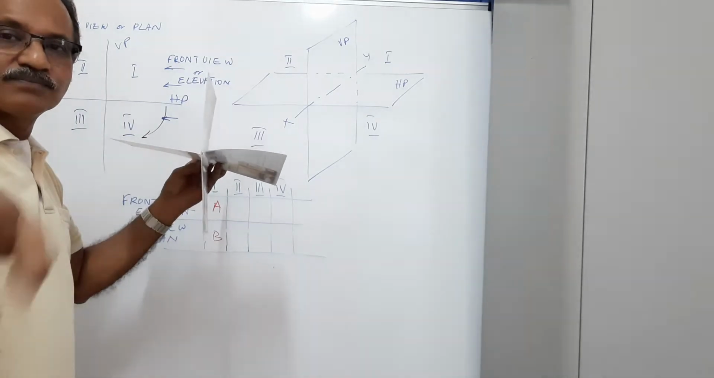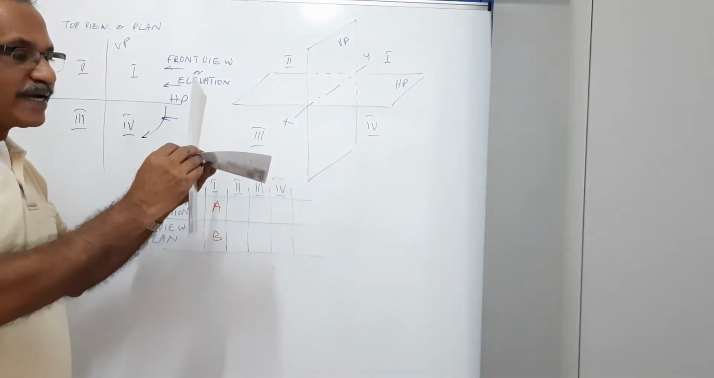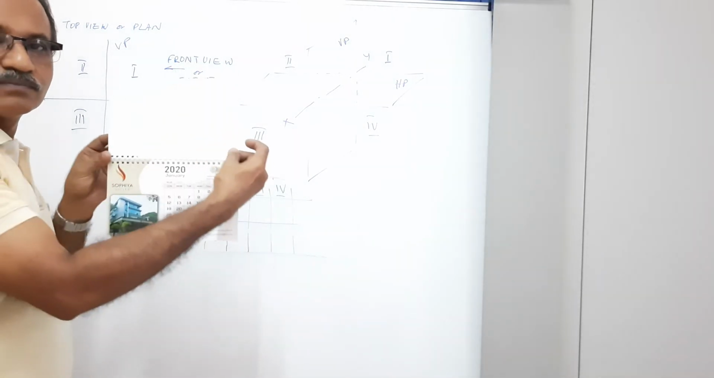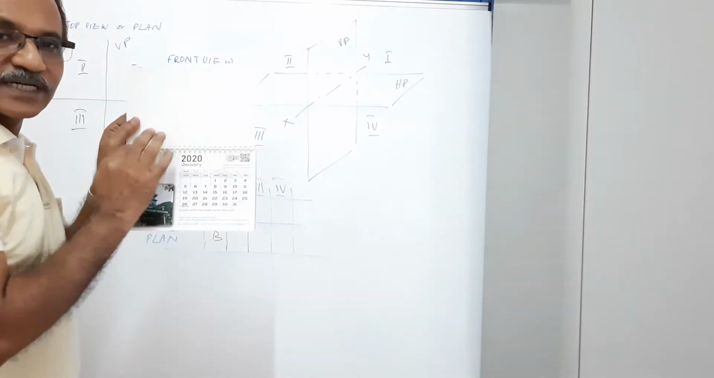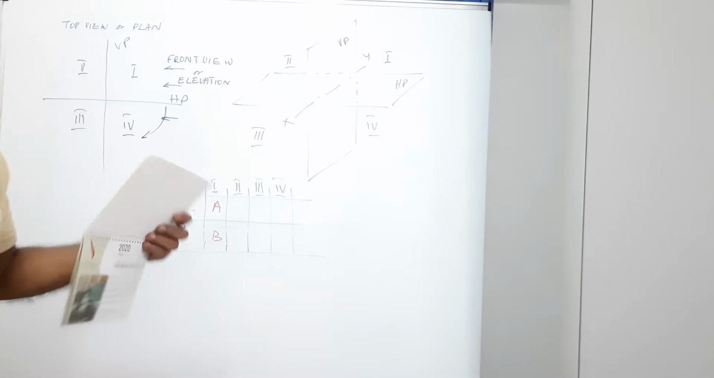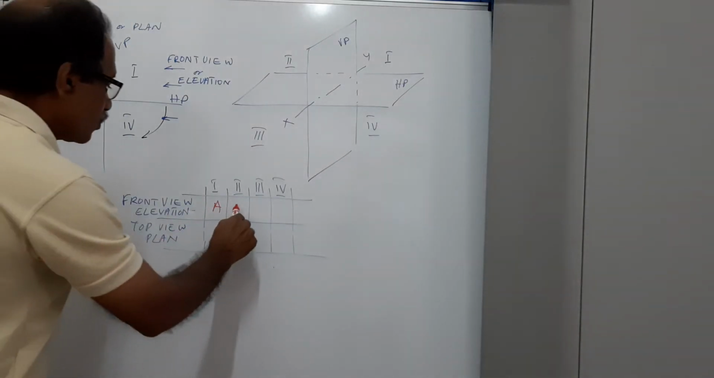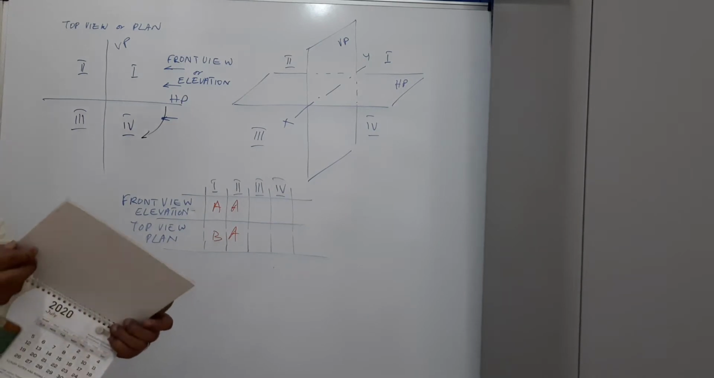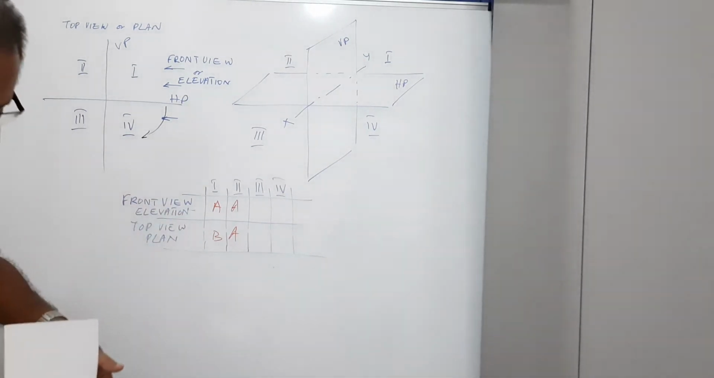Go back. Rotate HP through 90 degrees clockwise. XY line, both views are above XY. A for above, A for above. Agreed? Third quadrant.